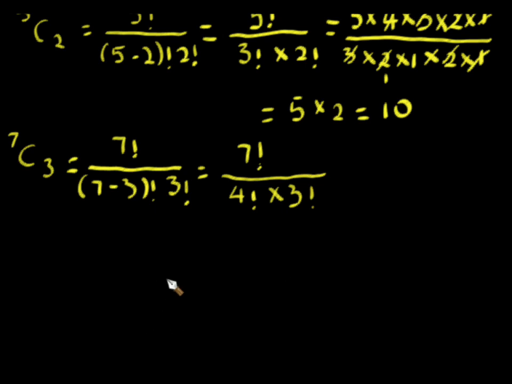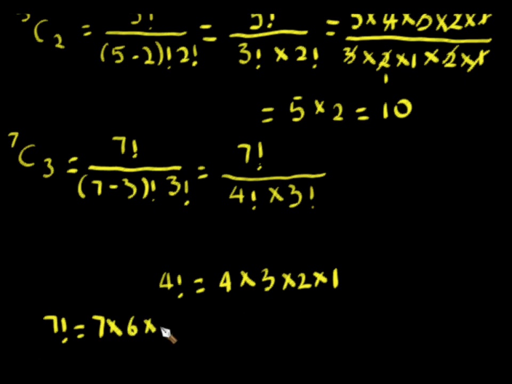If I were to write 4 factorial, that would give us 4 times 3 times 2 times 1, right? If I were also to write 7 factorial, that would give me 7 times 6 times 5 times 4 times 3 times 2 times 1. If you observe carefully, you would notice that all elements of 4 factorial are contained within 7 factorial.